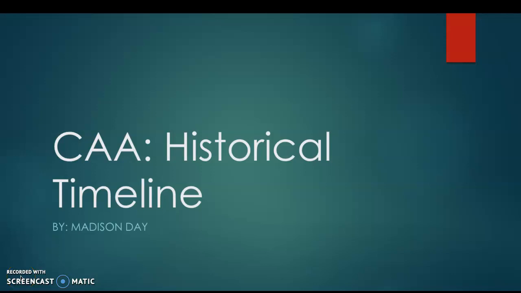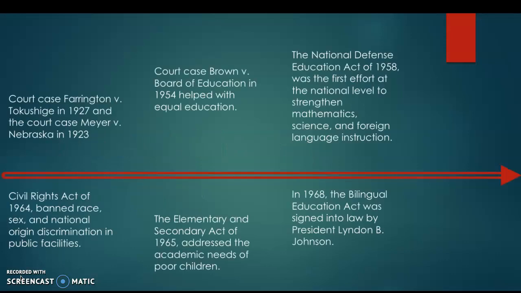ELL Historical Timeline by Madison Day. Court case Bartels v. Iowa in 1927, and the court case Meyer v. Nebraska in 1923. Court case Brown v. Board of Education in 1954 helped with equal education.